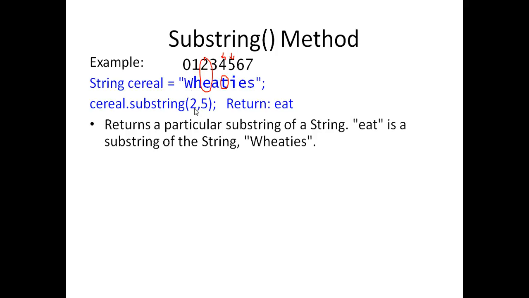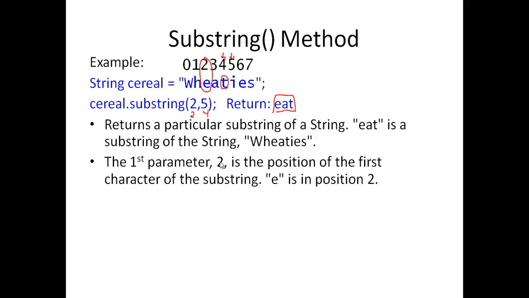So our substring goes from 2 to 4. So it goes from 2 to 4. And so it's going to go EAT. So that's what it returns. So if you were going to print serial.substring 2, 5, it would print the word eat, which is a substring of Wheaties.